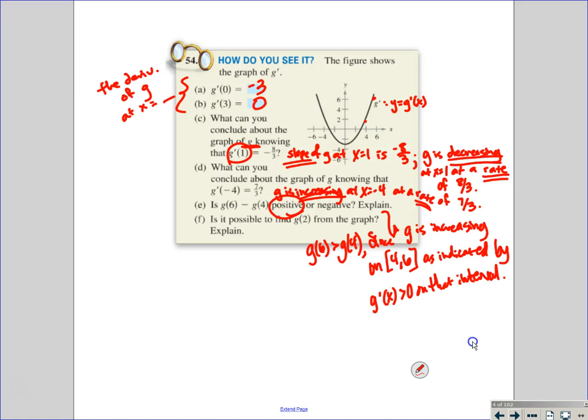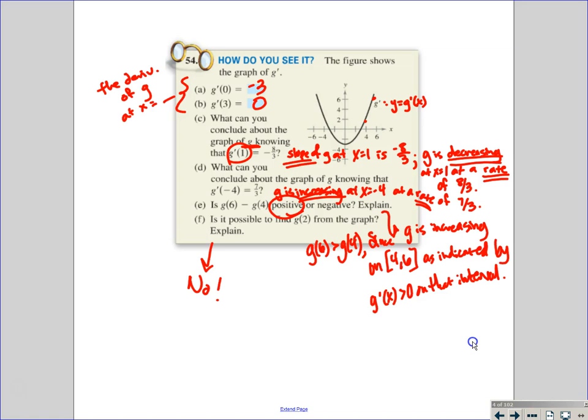Yeah. It's kind of been like, okay, he's moving, he's changing, how? What can we tell from that? And all of a sudden, letter F gets super specific. Can you find G of 2 from the graph? Anybody know? Long story short? No.